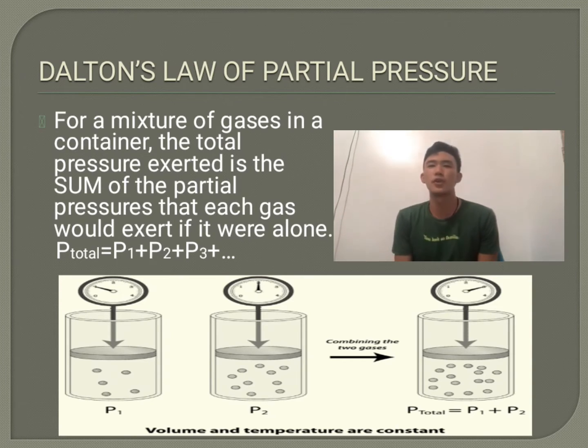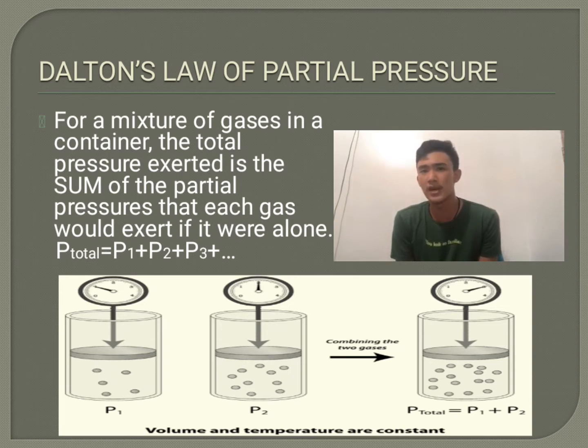Now, Dalton's law of partial pressures. Dalton said that for a mixture of gases in any container, the total pressure of these gases is equal to the sum of the partial pressures of the individual gases if they were alone. So P total is equal to P1 plus P2 plus P3 plus etc. It depends how many gases are going to be mixed together.